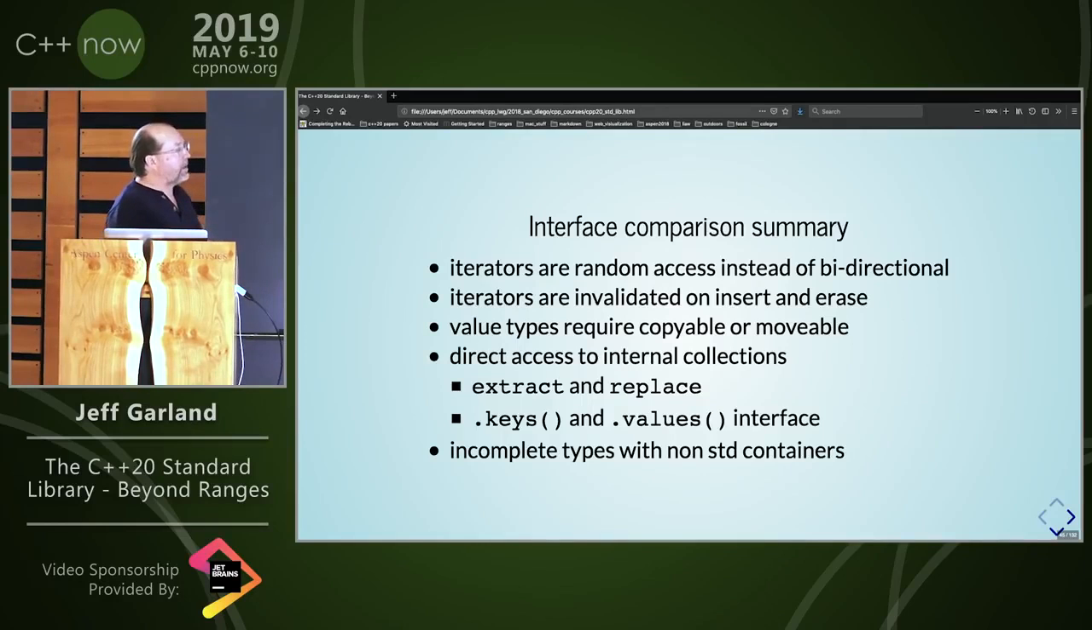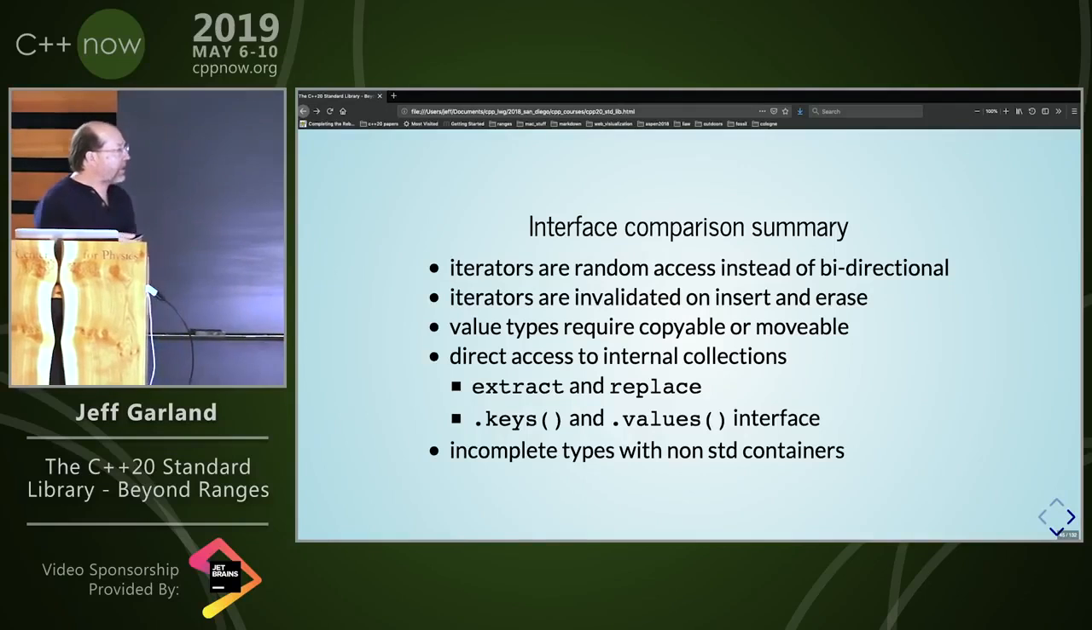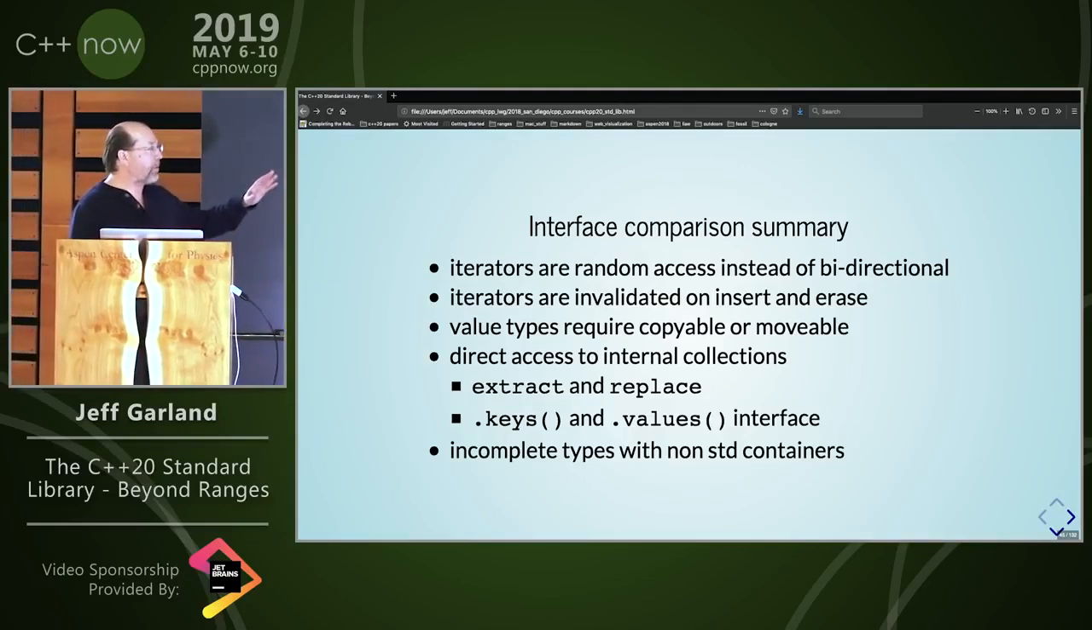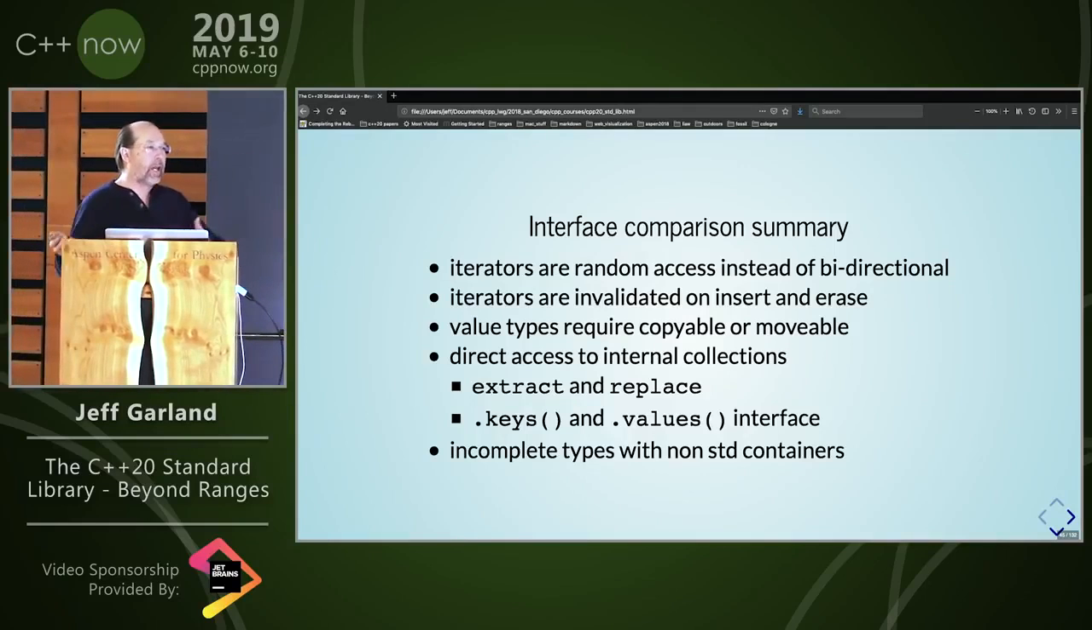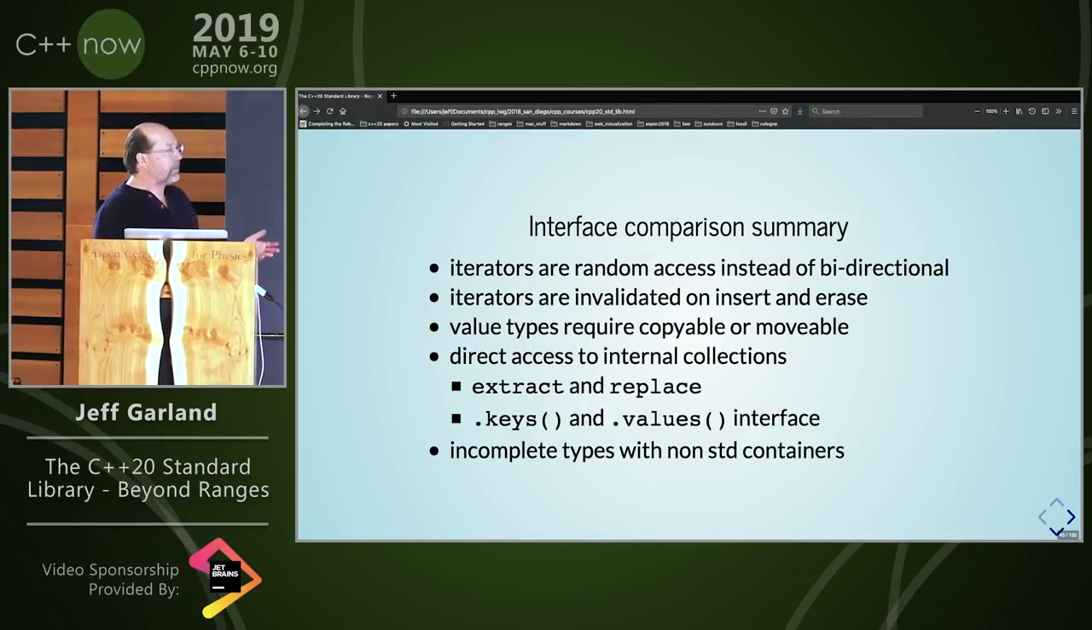In addition to that, the types are going to be required to be copyable or movable, and again, that comes from the underlying storage as compared to the storage in a standard map. And the flat maps and flat sets are going to give you some additional capabilities here to extract the underlying container, to replace the underlying container, and to do some interesting things that you wouldn't think about.